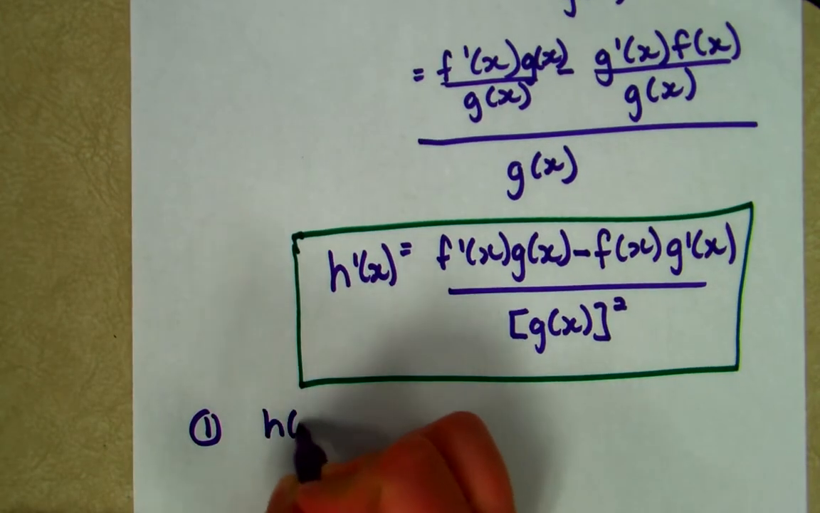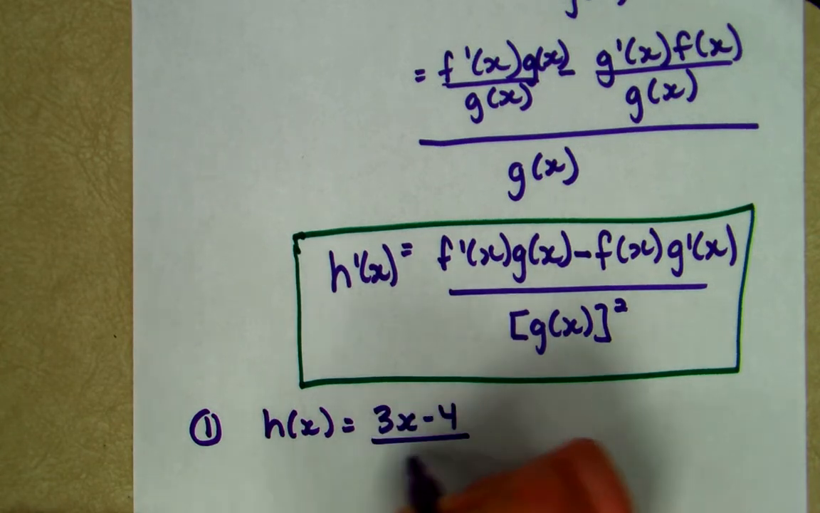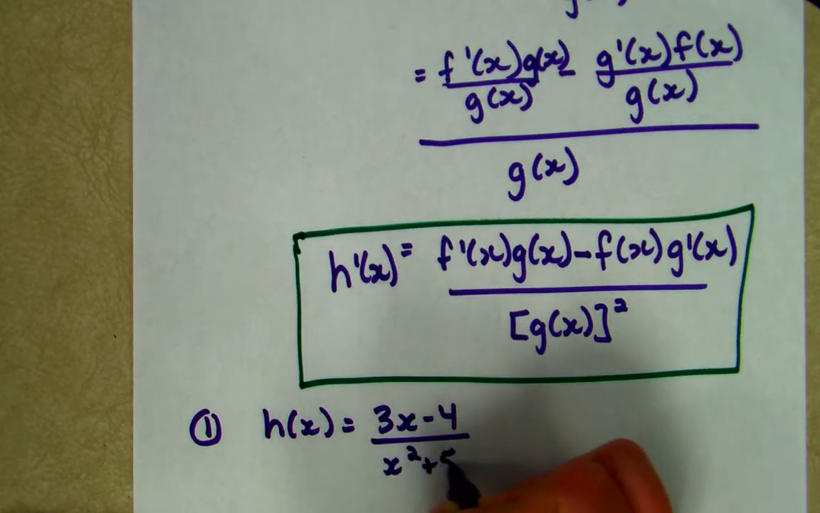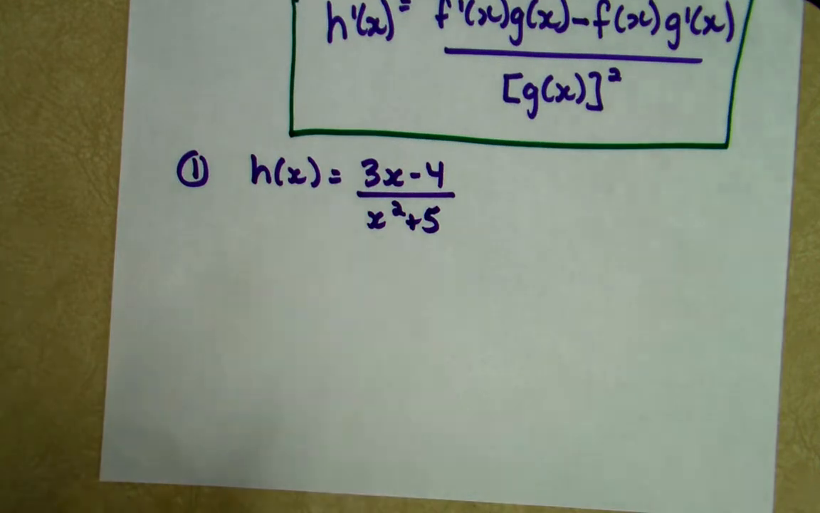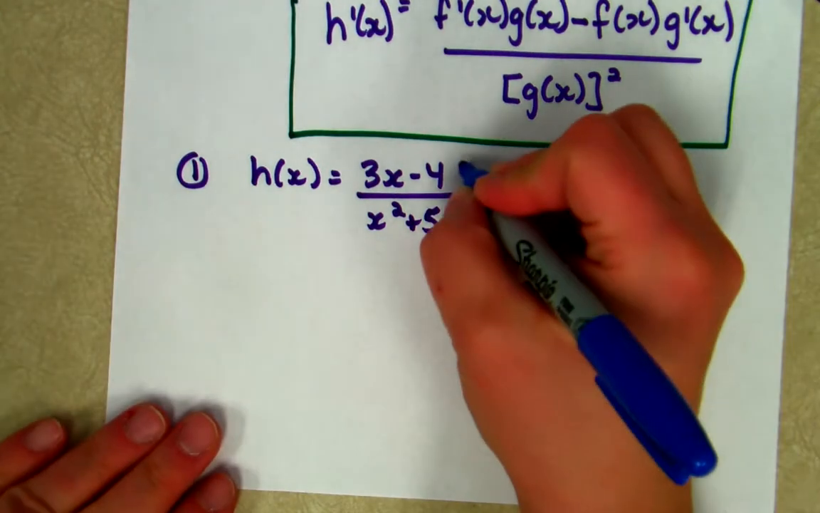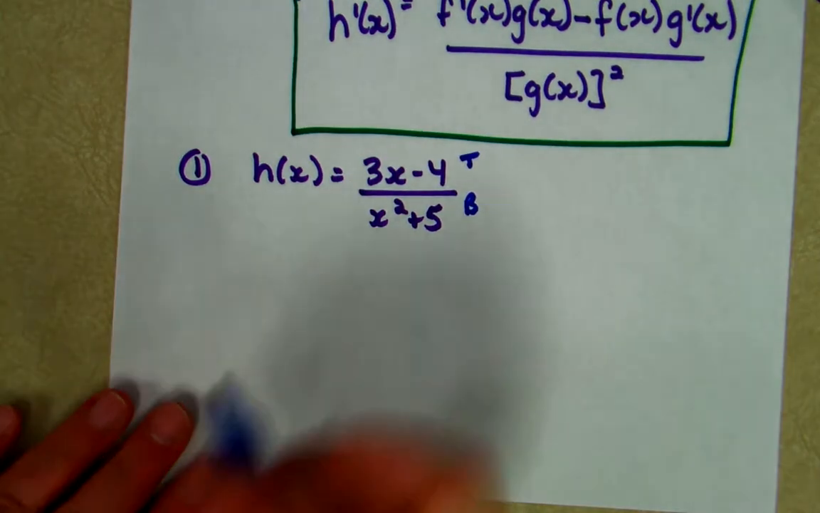Let's look at h of x equals 3x minus 4 over x squared plus 5, and we want to find h prime. We use the f and g notation, but I really like to think about it as top and bottom because that's a script that makes sense in my head.